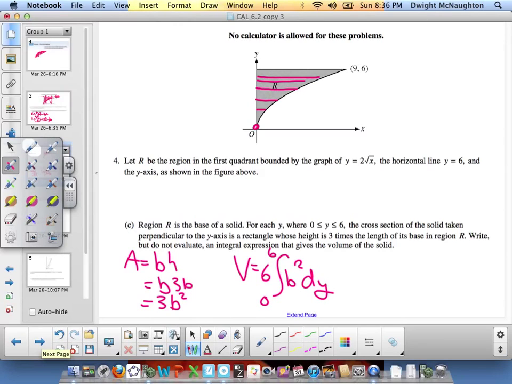And then we just need to figure out the equation for the base. The base is just this line here, which is the length of the function in terms of y. So we need to take our function and solve it for x. So we'll divide by 2 and square it. So x equals 1/4 y squared. So our volume is 6 times the integral from 0 to 6. Sorry, 3, because it's 3 here.